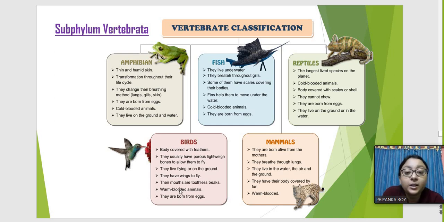Then come the birds, whose bodies are covered with feathers. They usually have porous bones, which are air-filled bones, so that it helps them to be lighter and it allows them to fly. Their mouths are toothless, but they have beaks, and they are warm-blooded animals and they are born from eggs.